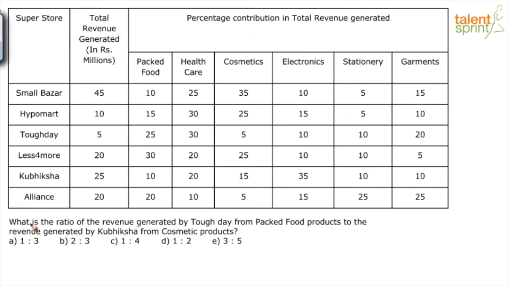Here comes the next question. What is the ratio of the revenue generated by Tough Day from packed food products to the revenue generated by Kubik Shah from cosmetic products? Now this is a simple one, right? Tough Day from packed food. Tough Day packed food is how much? This is 25% of 5. So 25 into 5 I'll say. Because remember, percentage is common in both the terms. So that will get cancelled.